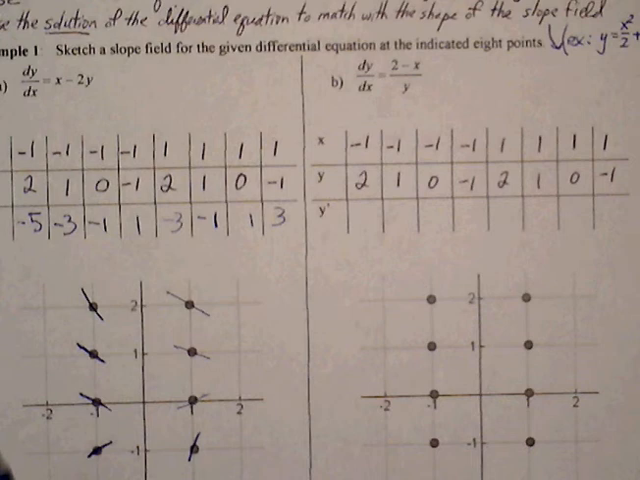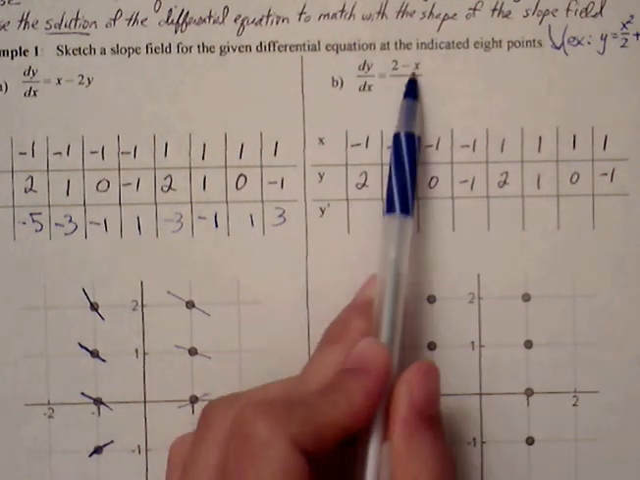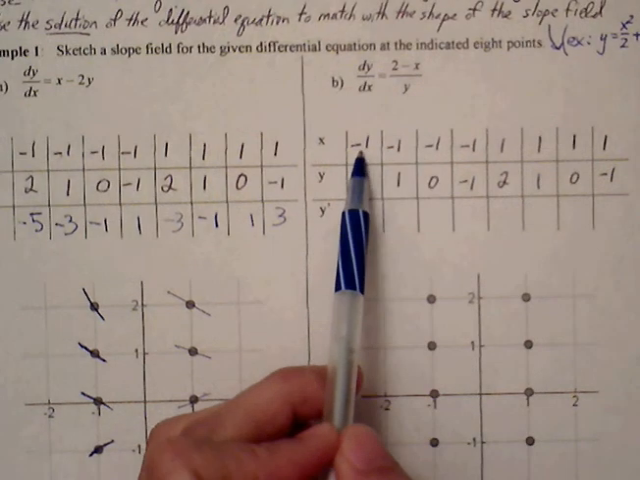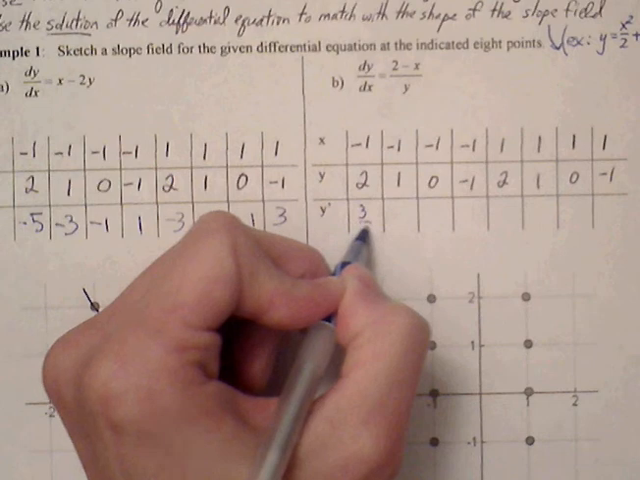So we do the same thing here. Plug the same ordered pair, so negative 1 in for x, 2 in for y. So 2 plus 1 is 3. 3 divided by 2 is 1.5, but I'll leave it as 3 halves.